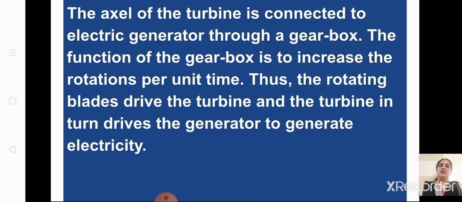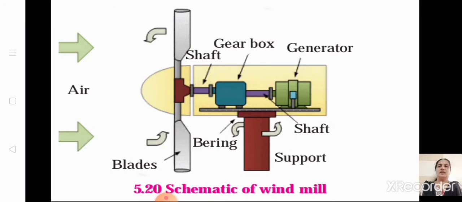Same way you can see in the diagram also, there is the blade, it is connected to the gearbox, and then it is connected to the generator. When the air with high velocity comes and rotates the blade, that is connected to the gearbox, which helps to increase the rotation per minute, and that is connected to the generator. This is the schematic of the windmill. This is the way we get electric energy from wind.